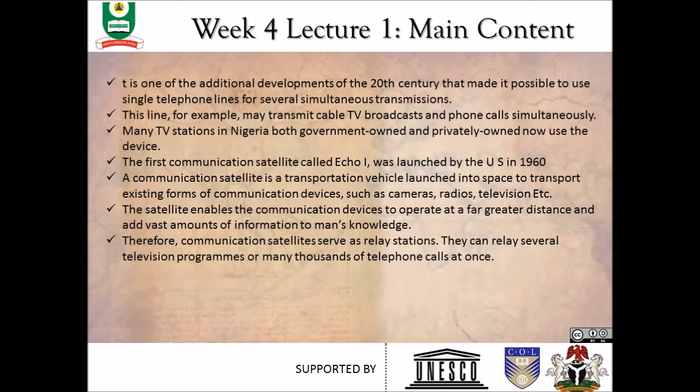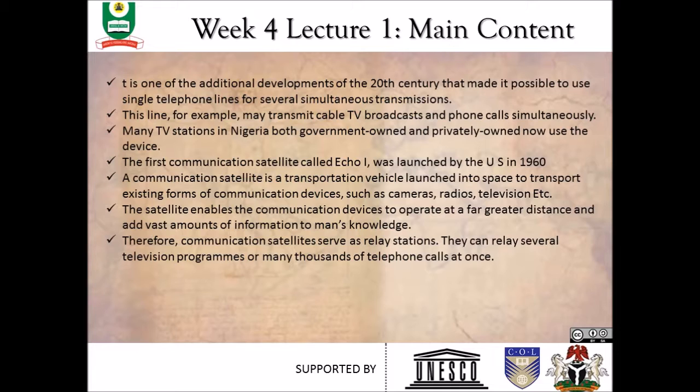The first communication satellite, called Echo 1, was launched by the United States in 1960. A communication satellite is a transport vehicle launched into space to transport existing forms of communication devices, such as cameras, radio, television, and so on. The satellite enables the communication devices to operate at a far greater distance and adds a vast amount of information to mass knowledge.